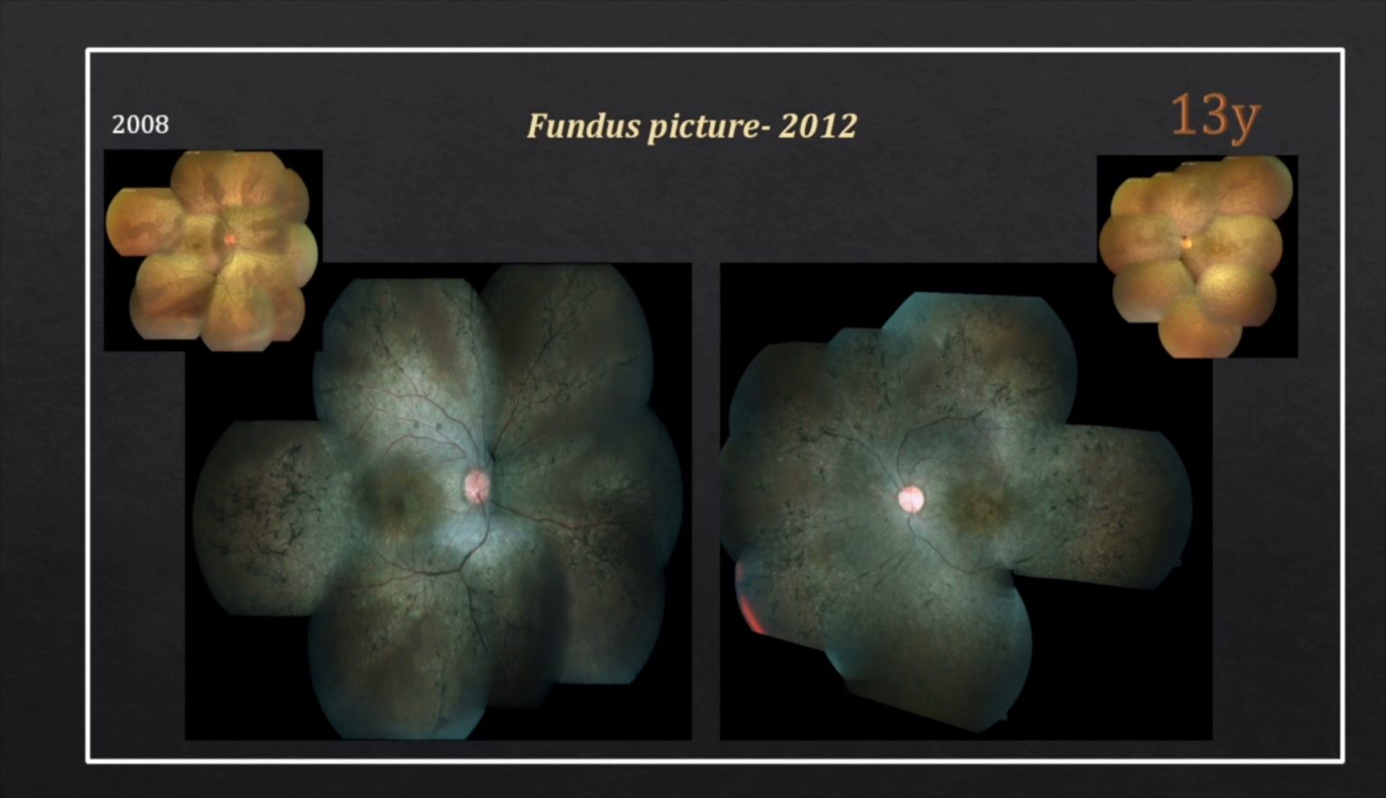Here we can see the appearance of the pigment clumps, which was first noted at 13 years. And we can see that it is distributed along the veins in the right eye and also probably in the left eye. We can see more pigment clumps in the left eye actually.